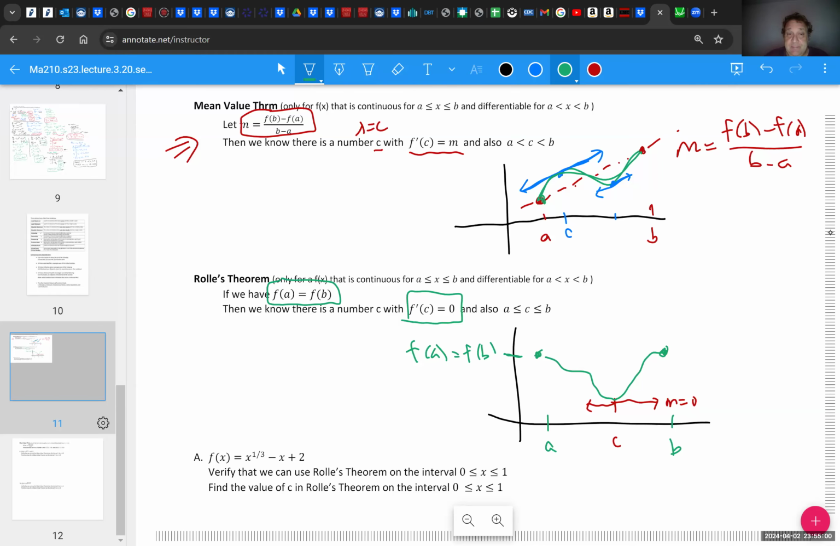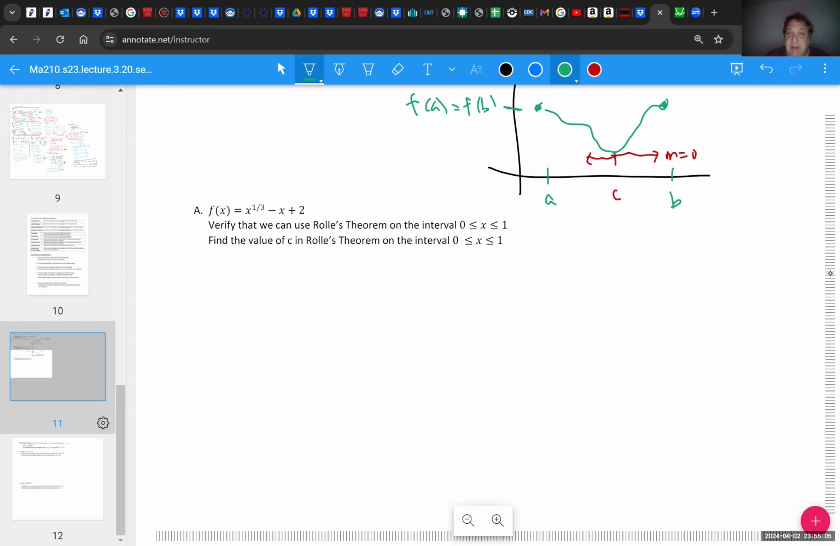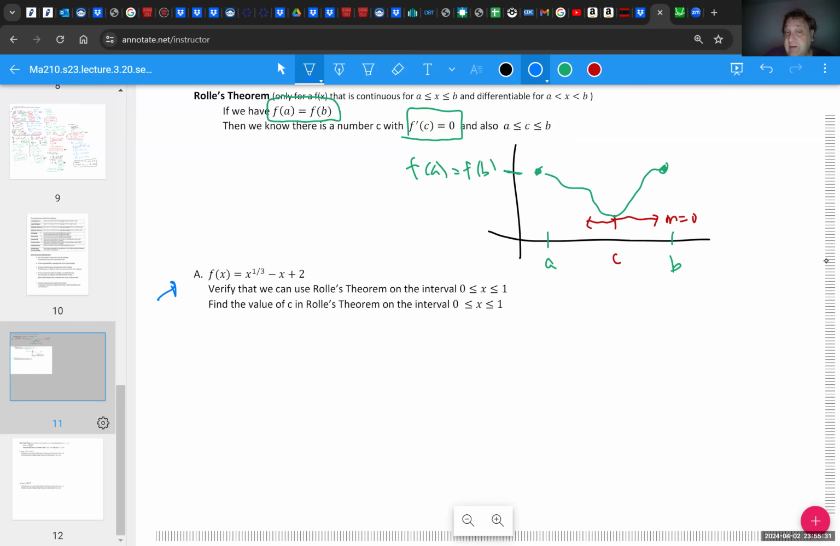Okay, so I have an example here of Rolle's theorem. So for example A, we're supposed to verify we can use Rolle's theorem for this particular function on the interval from 0 to 1. And then we're supposed to find the value of C that satisfies Rolle's theorem. Of course, that value of C has to be in the interval from 0 to 1. All right, so what are the ways we verify? Well, we need to verify that it's a continuous and differentiable function.